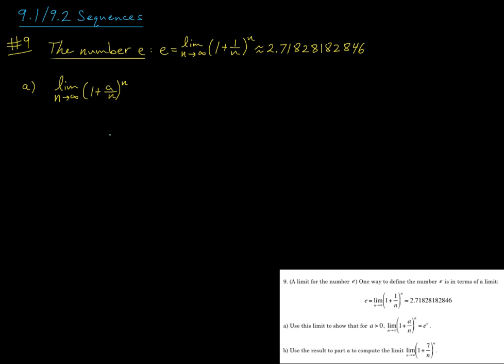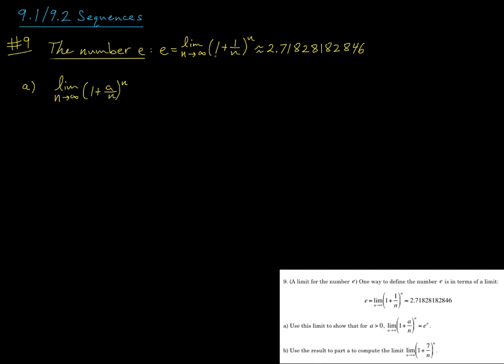Number 9, it says one way to define the number e is in terms of a limit. All right, so this rather important number e is the base of the natural logarithm, right? It can be defined in a number of different ways. Here we're defining it as the limit as n approaches infinity of the quantity 1 plus 1 over n all raised to the nth power.